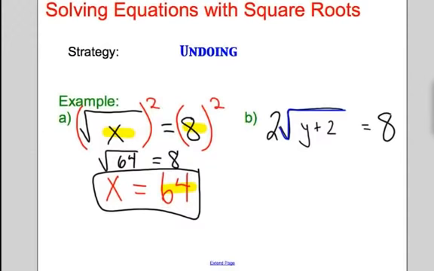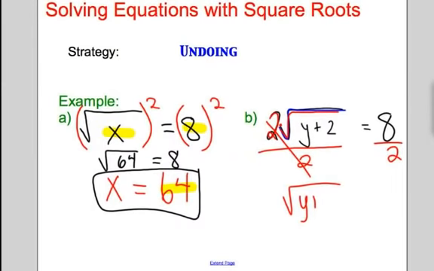The first thing that I want to undo, though, is the 2. I want to get rid of this 2. So think this 2 is actually 2 times the square root that you see here. So to get rid of that, I'm going to undo it by dividing. Divide. I'm going to cancel it out. Makes a big 1. I'm left with square root of y plus 2. I still have that. Equals 4.